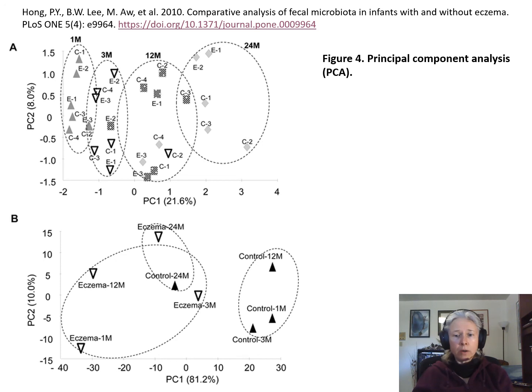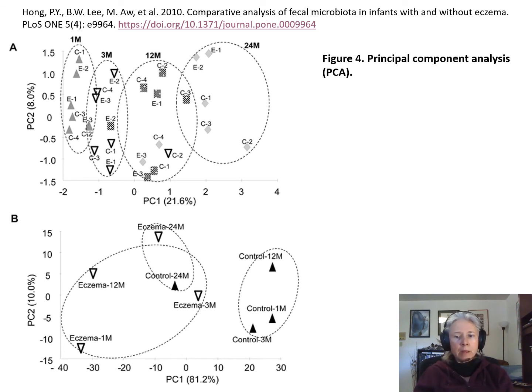In this study by Hong et al., they examined the gut microbial community in infants with and without eczema. They didn't ID the microbes to species. Instead, they had what are called operational taxonomic units, or OTUs, that were based on 97% genetic similarity. Those acted as their species. So first they examined how the microbial community changed over time, and that's in plot A. And then they compared the microbial community in infants with and without eczema, and that's in plot B.